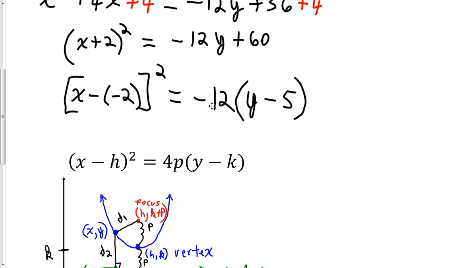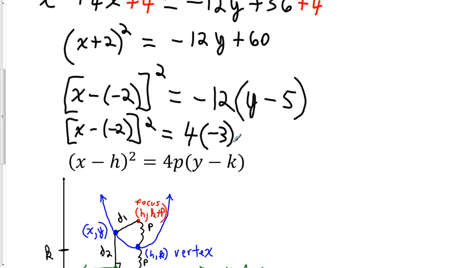Well, to figure out what p is, I'm going to take the number in front of the parentheses here and factor a 4 out of that number. This is what you'll get: x minus negative 2 squared is equal to, when you take out a factor of 4, the other factor in negative 12 would be negative 3, because negative 3 times 4 will give you negative 12. And here we have y minus 5.